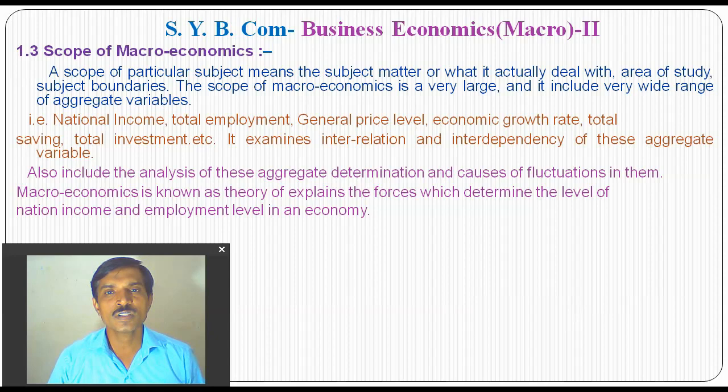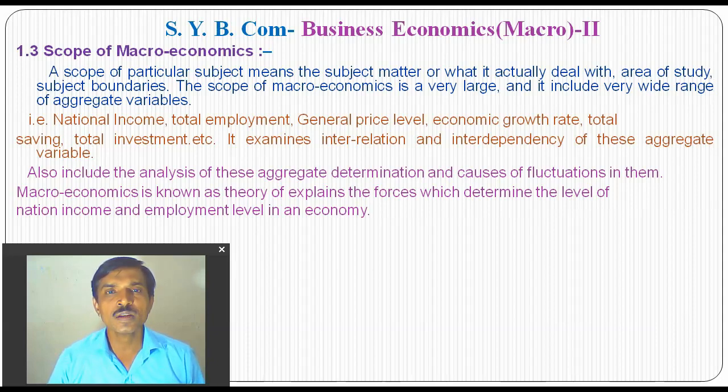The scope of macroeconomics is very large and includes a wide range of aggregate variables, such as national income, total employment, general price level, economic growth rate, total saving, and total investment, and examines the interrelation and interdependency of all these aggregate variables. It also includes analysis of these aggregates and their determination, and the causes of fluctuation in them. Macroeconomics is also known as the theory of income, which explains the factors that determine the level of national income and the employment level in the economy. So macroeconomics is known as income theory.